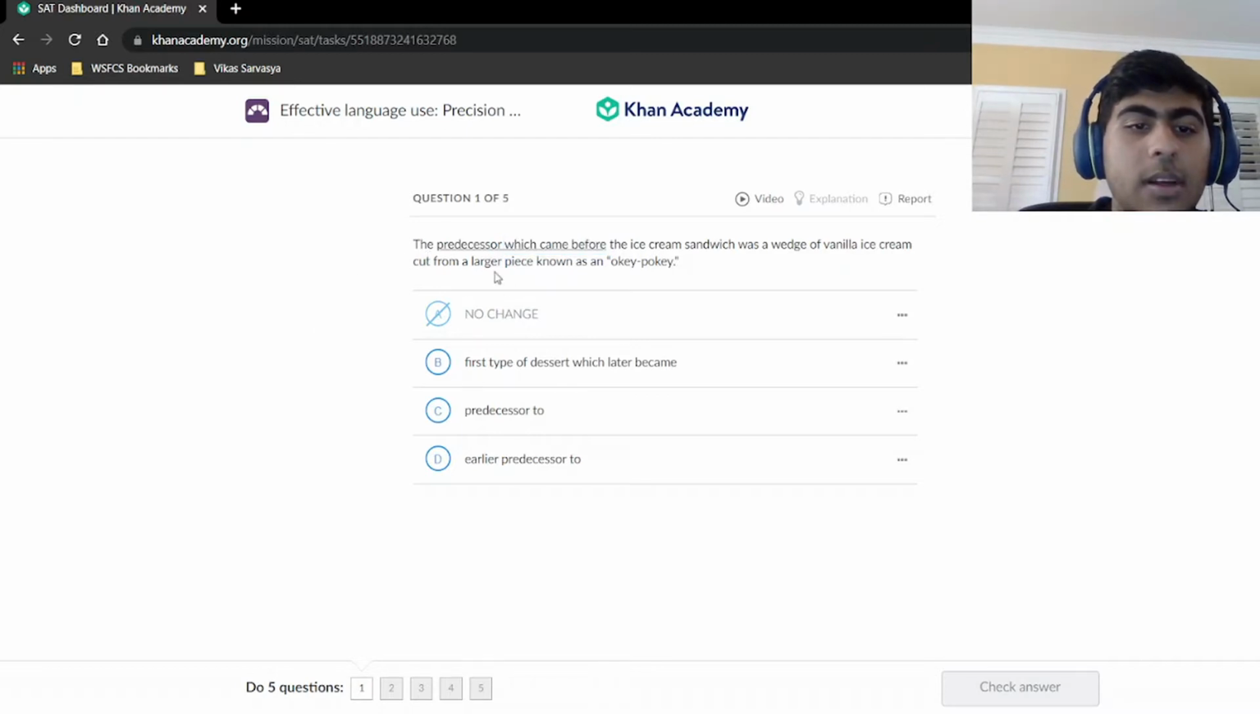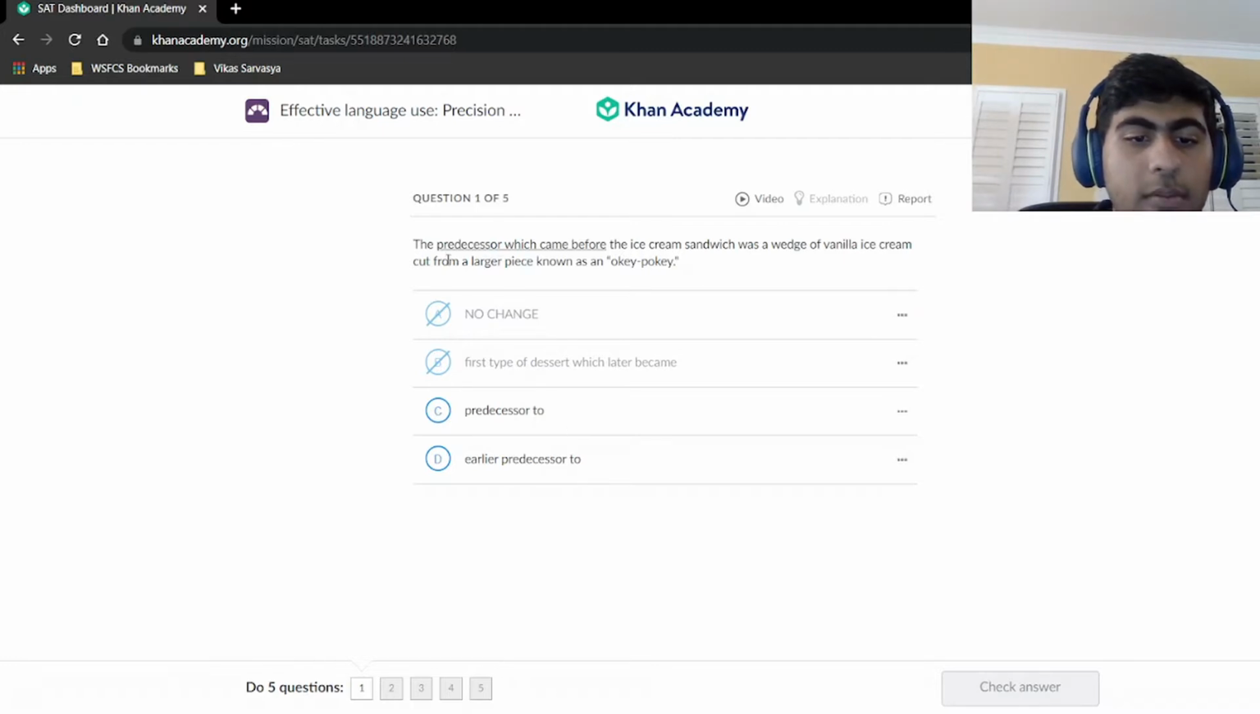So we have the next one is the first type of dessert which later became the ice cream sandwich. Well, that's not what the sentence is saying at all. The sentence is saying the predecessor of the ice cream sandwich. What came before the ice cream sandwich, not what became the ice cream sandwich. That's not what they're asking for. So this one is also incorrect.